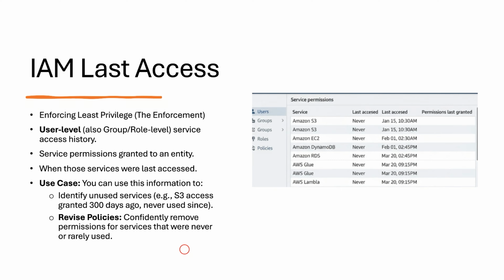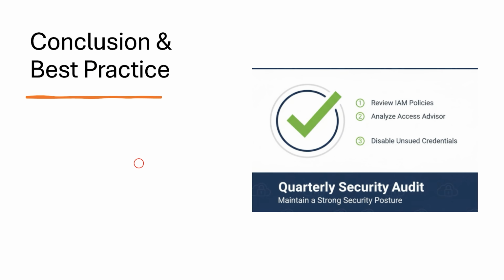And this completely avoids permission creep and we enforce the least privilege principle, which is an essential part in AWS security. So in conclusion, the IAM credential report gives you the big picture on who can access your account and how safe their credentials are. The IAM last access feature gives you the surgical details on what services they are actually using. Use these two tools together to maintain a strong least privilege security posture in your AWS environment.